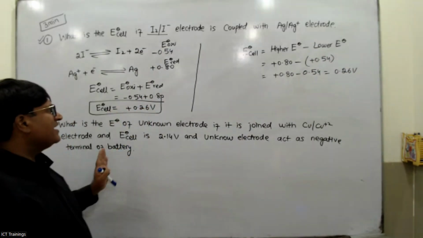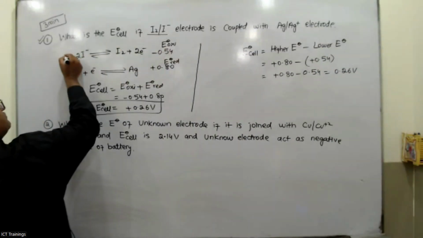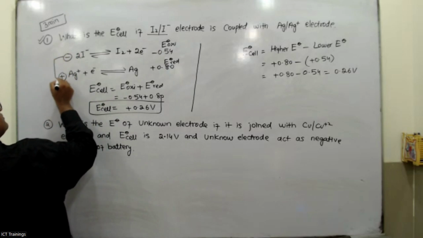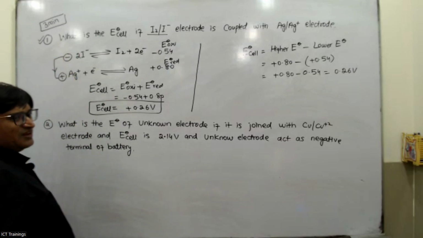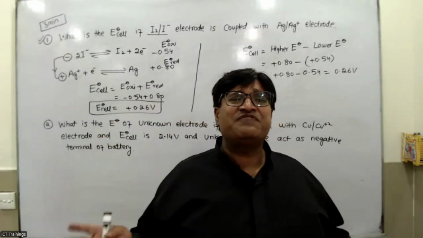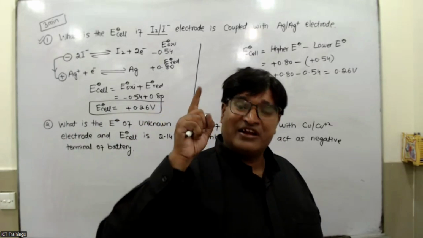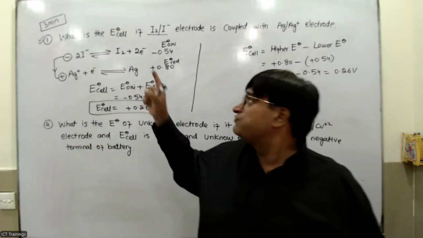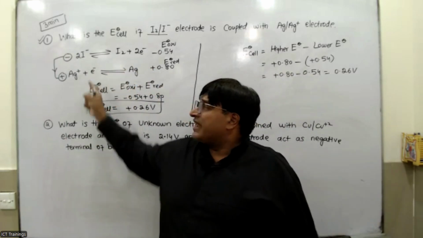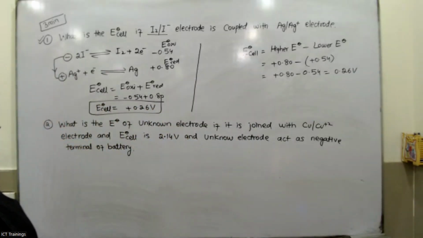By that you can at least get that this is more reactive, so it would become the negative terminal, and this one would become the positive terminal. Electrons flow from negative to positive terminal. So always remember, if you have two equations with different E naught values, the smaller E naught value is more reactive. It would become the anode and the negative terminal, and electrons flow from the negative to the positive terminal. Okay. Now let's move to the next question.